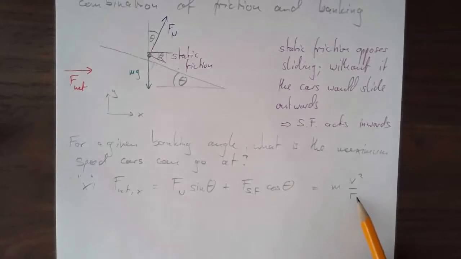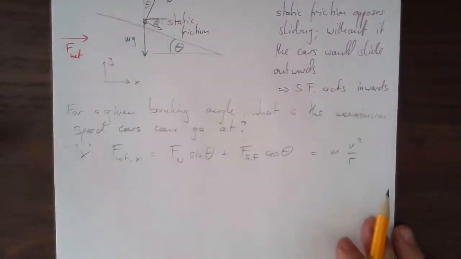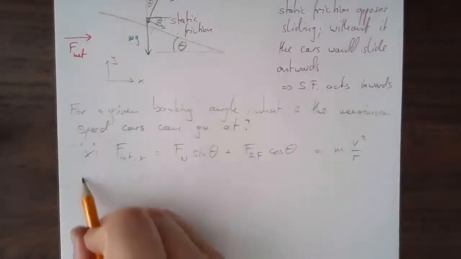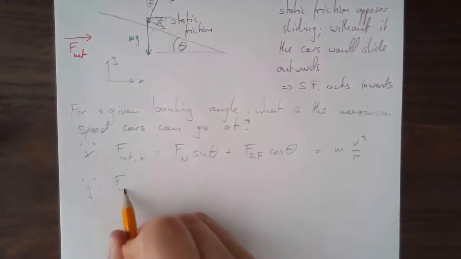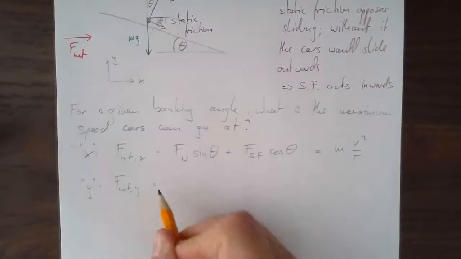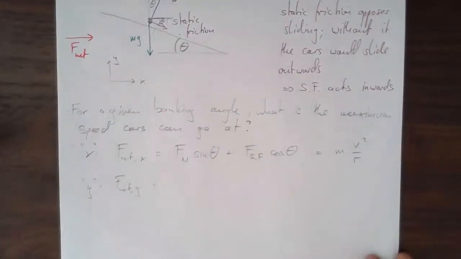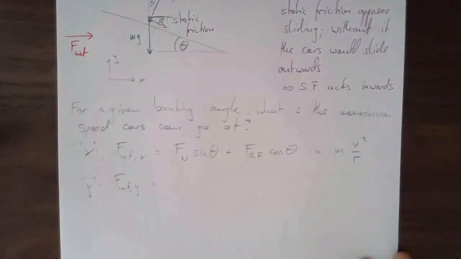A 100-meter radius turn, for example, at a certain speed. Although we're going to figure out what's the maximum speed we can go at. What's happening in the y direction? Well, the net force in the y direction, it better be 0 in the end. Wait, is it going to be 0? Who knows? We shall see.